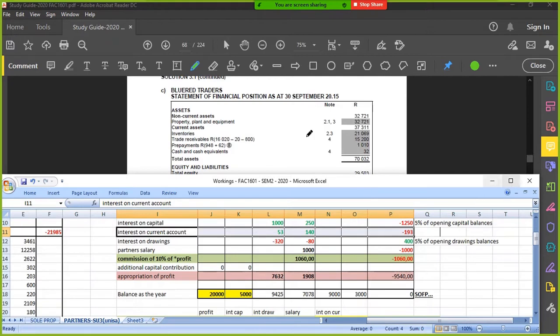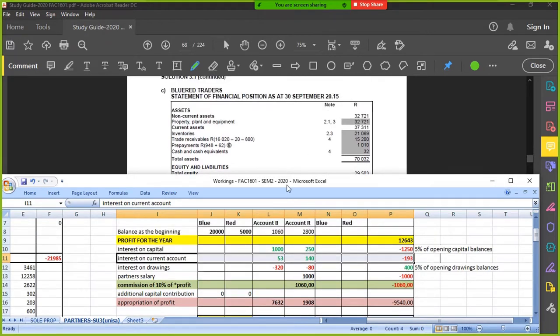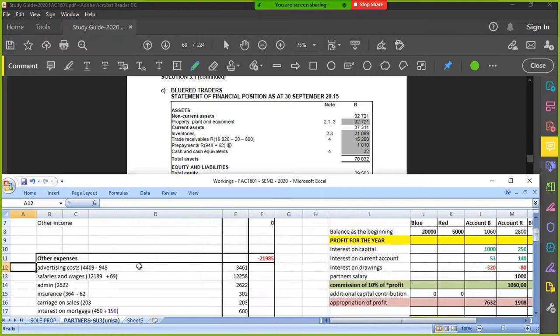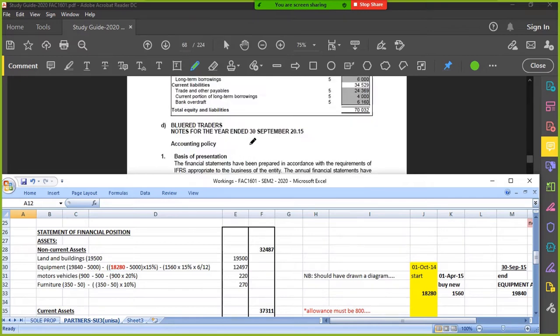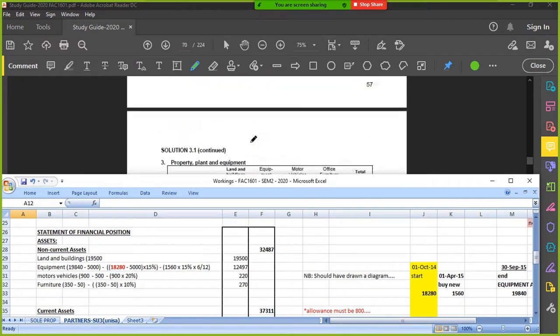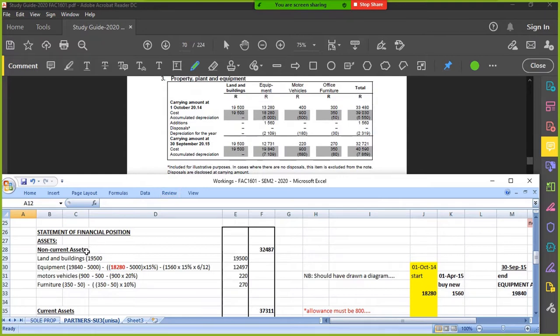Oh, yes, the statement of financial position. Okay, let's check out disclosure here. Oh, let's go across. Right, when we did this, land and buildings, okay, they've grouped it all as one. We need to look at the note. Here's the note. Okay, what's the balance for land and buildings? 19,500, it's correct. Carrying value for equipment is 12,731, that's correct. The motor vehicles is 220, that's correct. The furniture is 270, that's correct. And then if I total it, the total was, why isn't the total right?